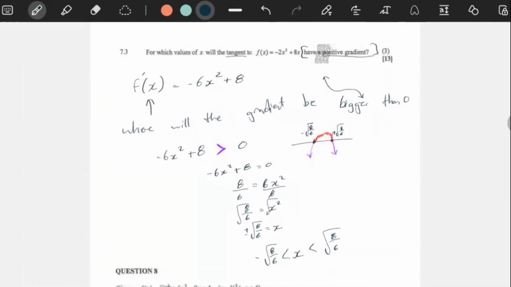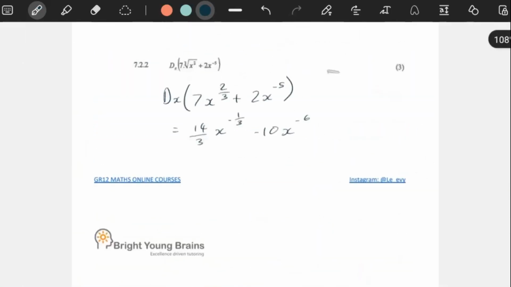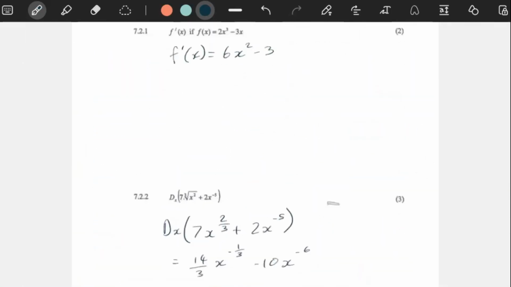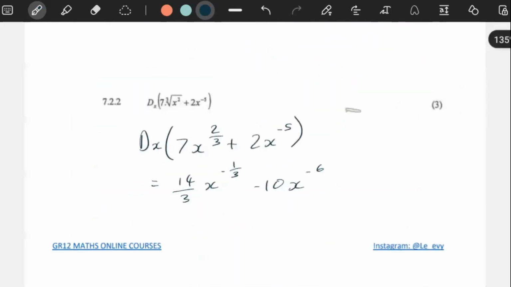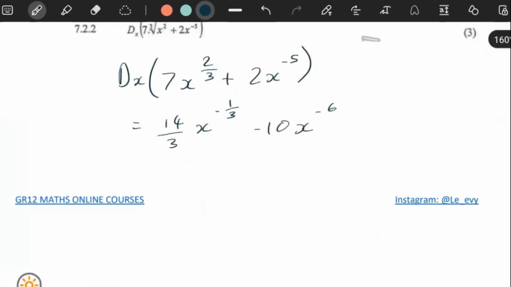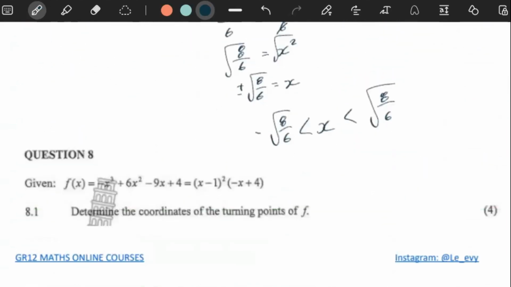So let's move on to question number 8. As mentioned, this question I'm doing before the official answer sheet is released, before the official memo. So if there are a few errors here and there, it's not intentional. I may not have seen it because I have nothing to double check with, but I believe the errors will be very minor. Let's move on to question number 8.